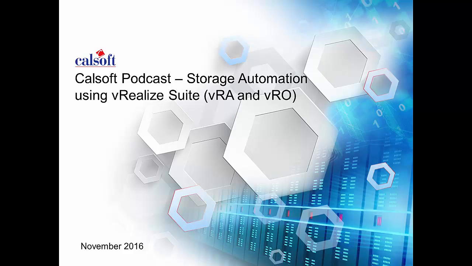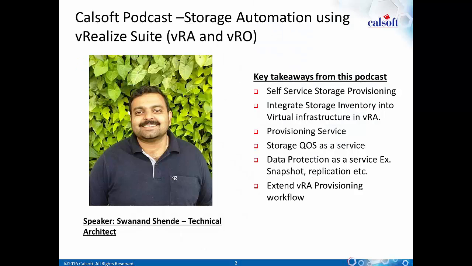Brilliant. So let's get into the topic, Swanand. Firstly, what is vRA and vRO? Yeah. So vRA stands for vRealize Automation, and vRO stands for vRealize Orchestrator. Okay. So these are two products from VMware. They typically get bundled in the vRealize suite. These two products are at the forefront of VMware's automation story.